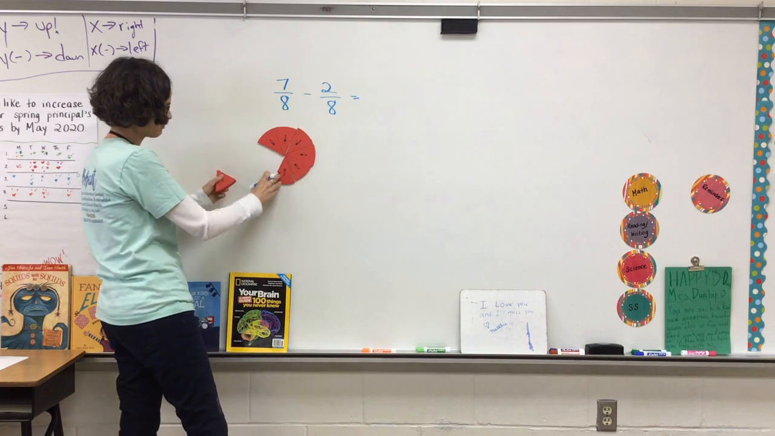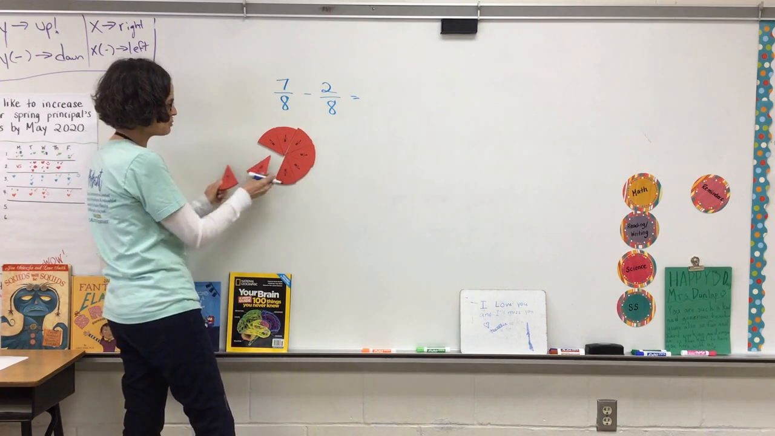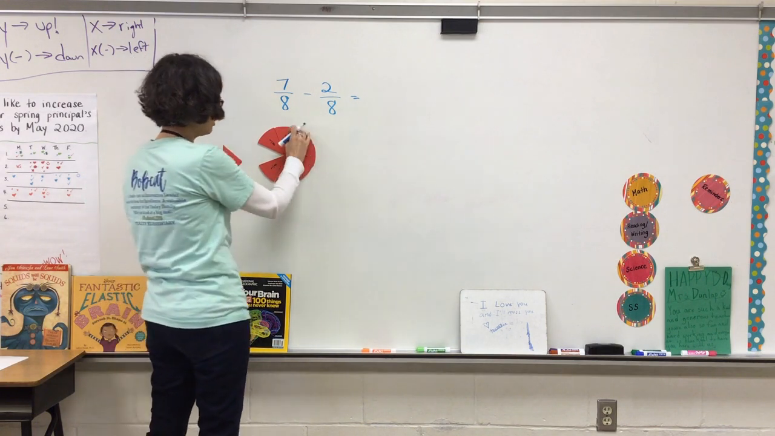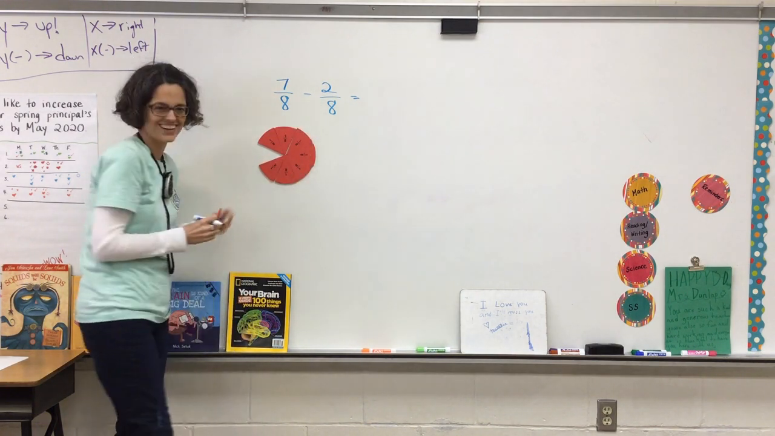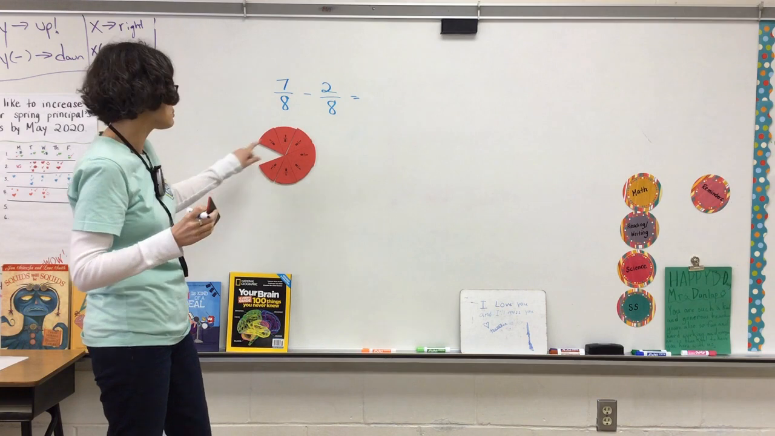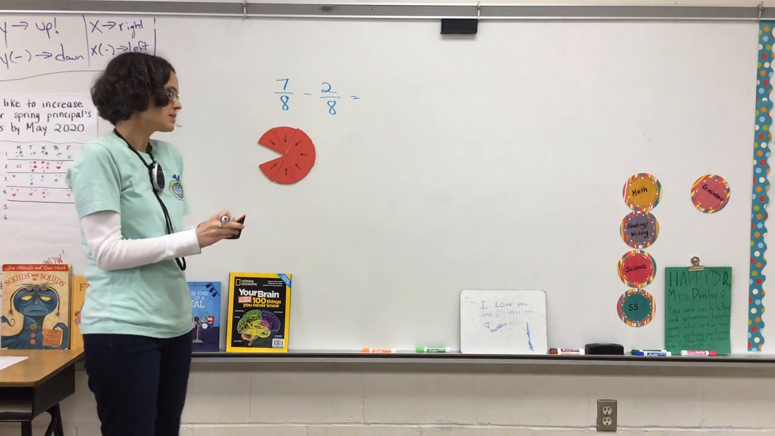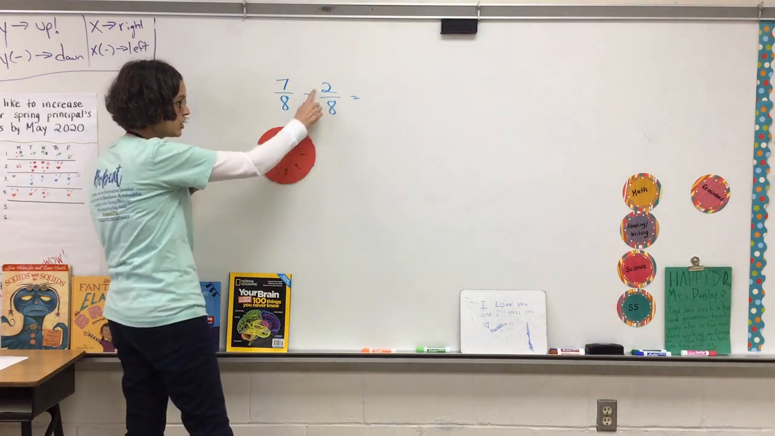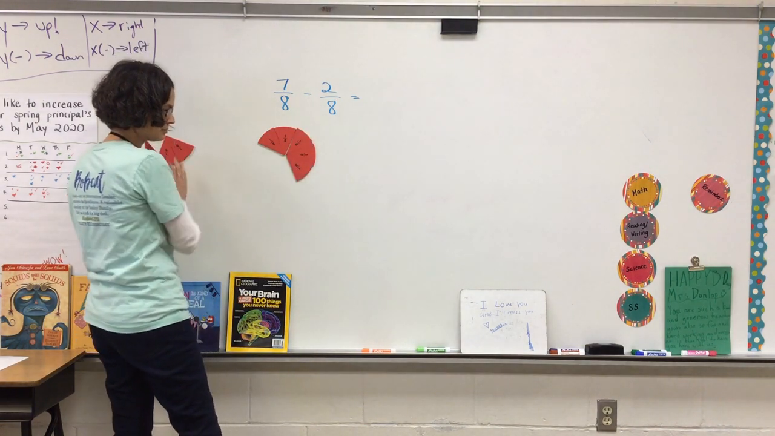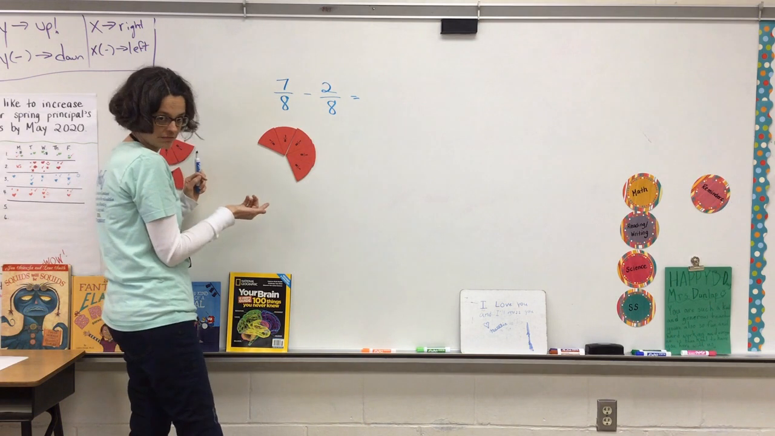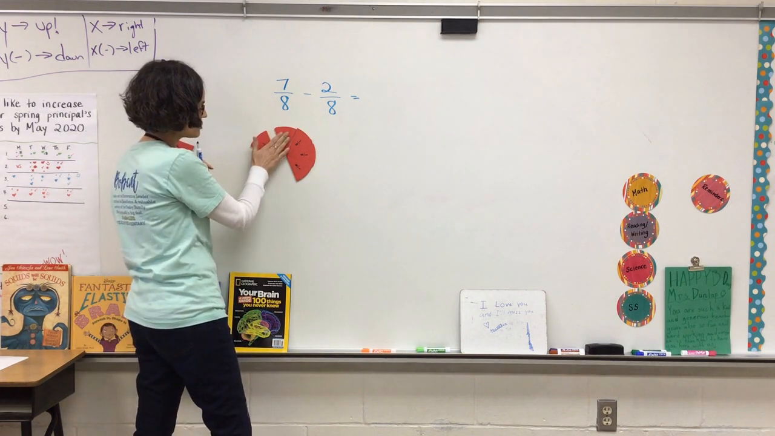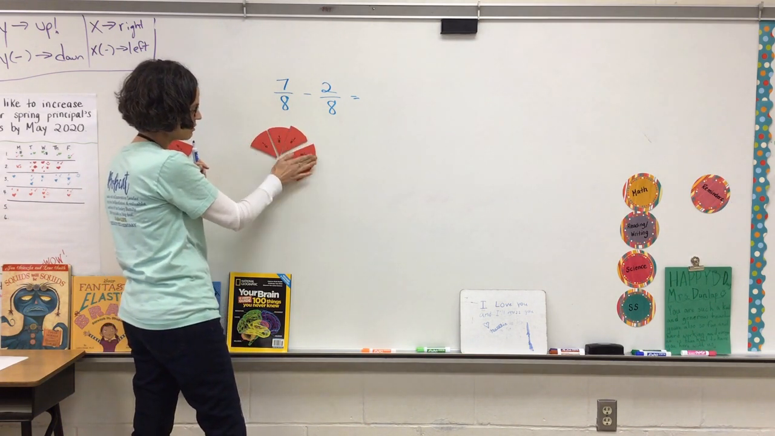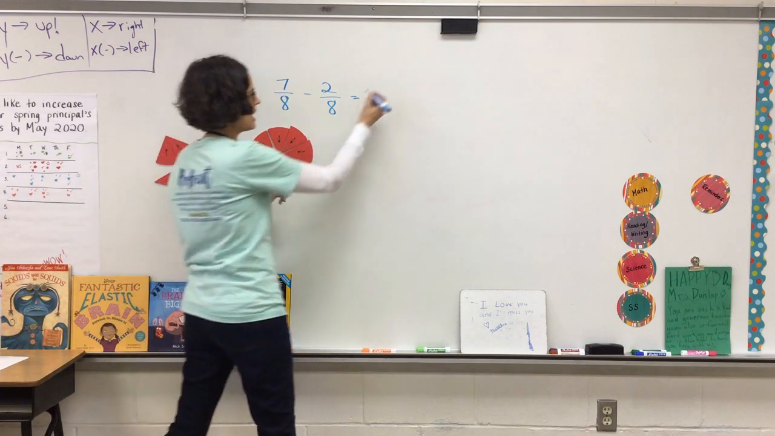Look at that. That is super close to 1 whole. We're just 1/8 away from an entire whole pizza. All right, we're starting with 7/8. When we subtract, you know what that means. That means you're taking away. So we're actually taking away 2/8. How many do I have left? Let's figure it out. 1/8, 2/8, 3/8, 4/8, 5/8. I have 5/8 left.